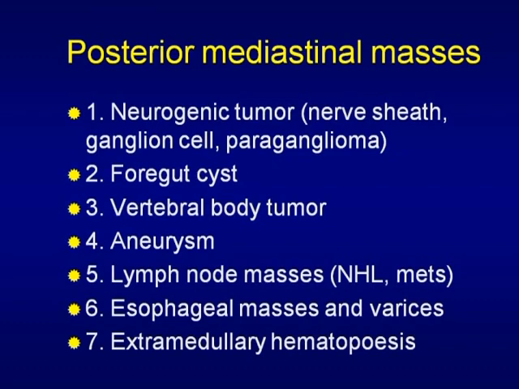Lymph node masses are less common in this location, more typical of the middle mediastinum, but you can see them here too. And then you can have esophageal tumors extending back posteriorly. And then obviously, don't forget the classic PIMP, which you'll see once in your lifetime, extramedullary hematopoiesis.